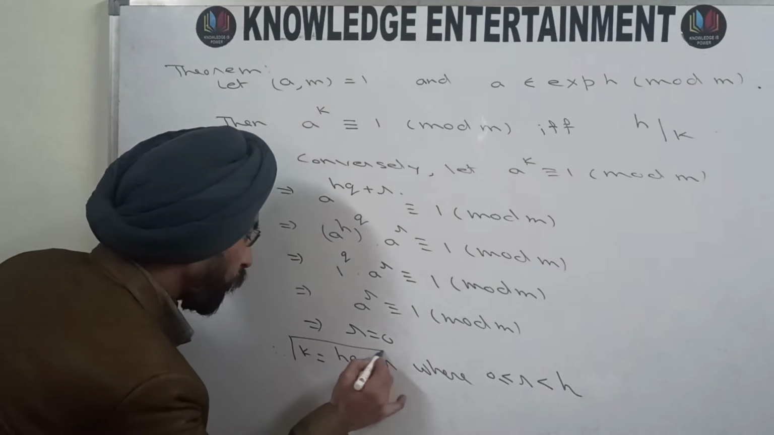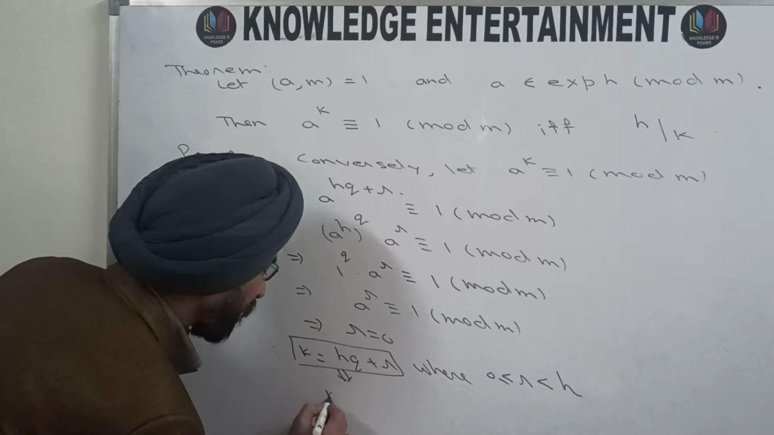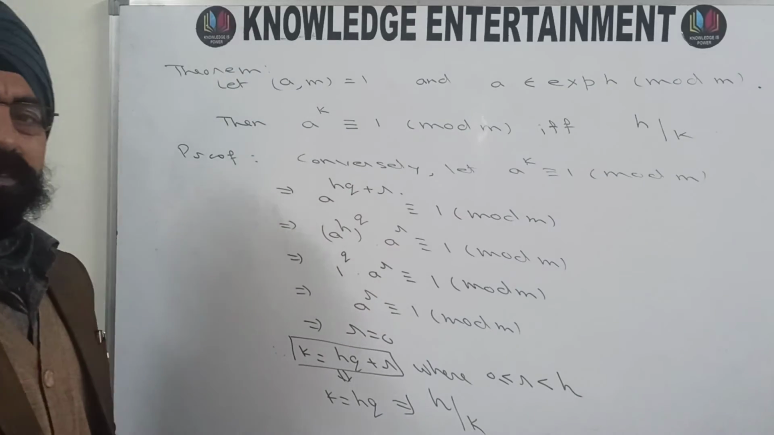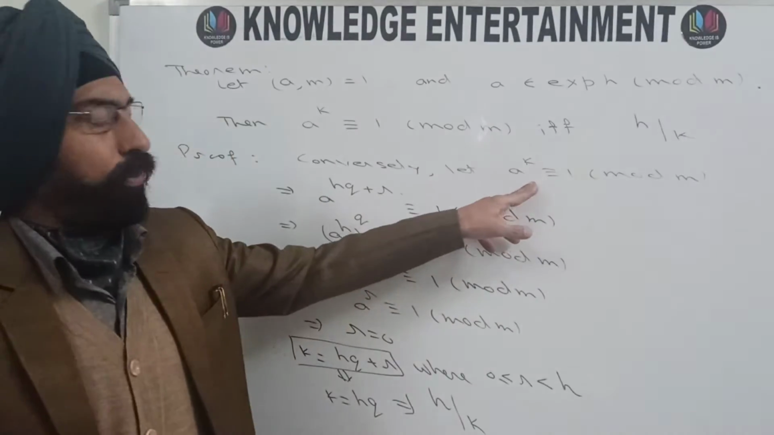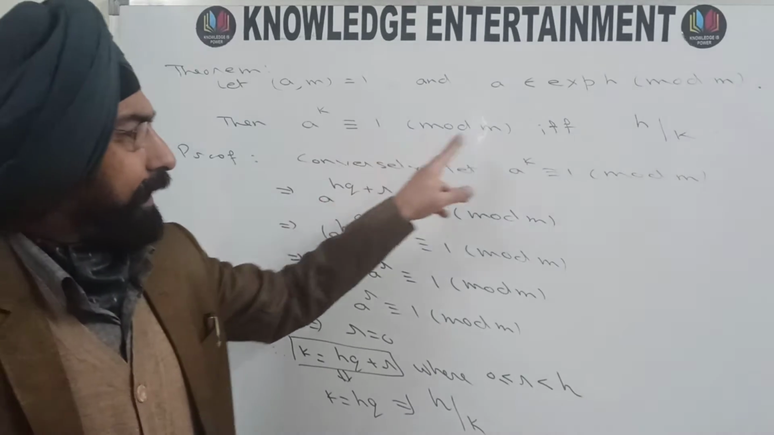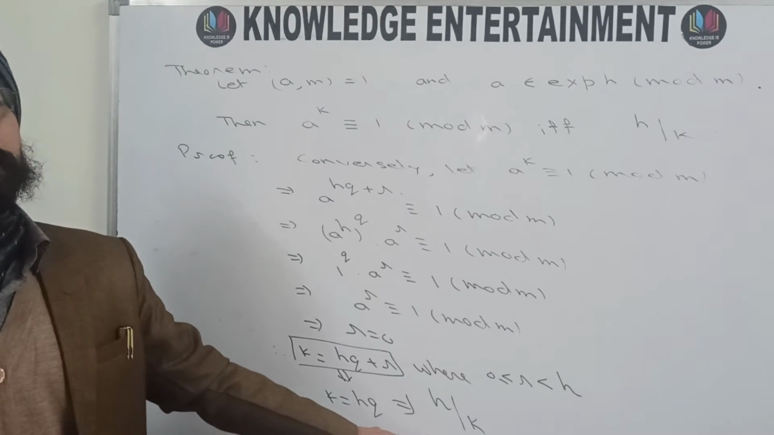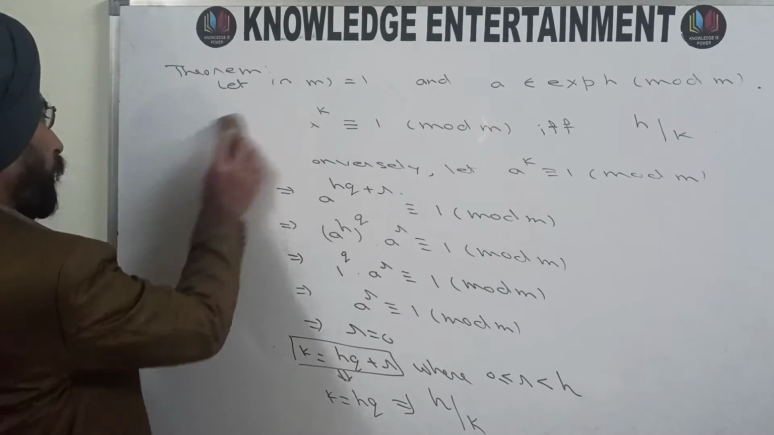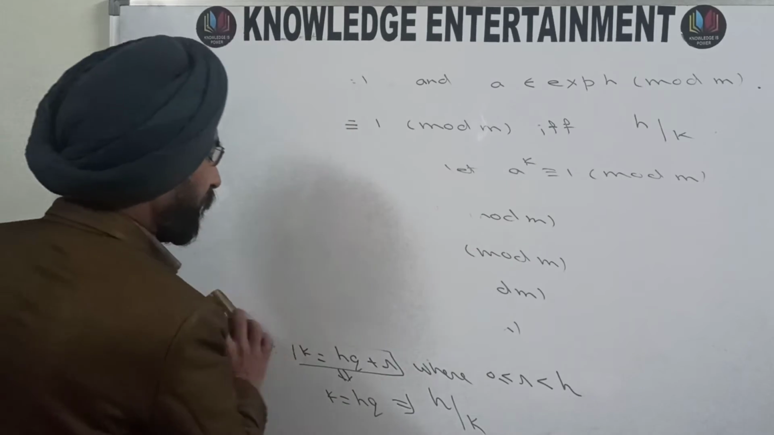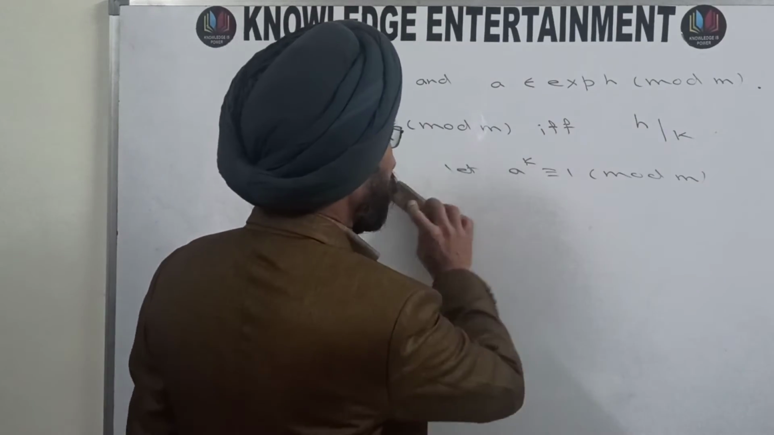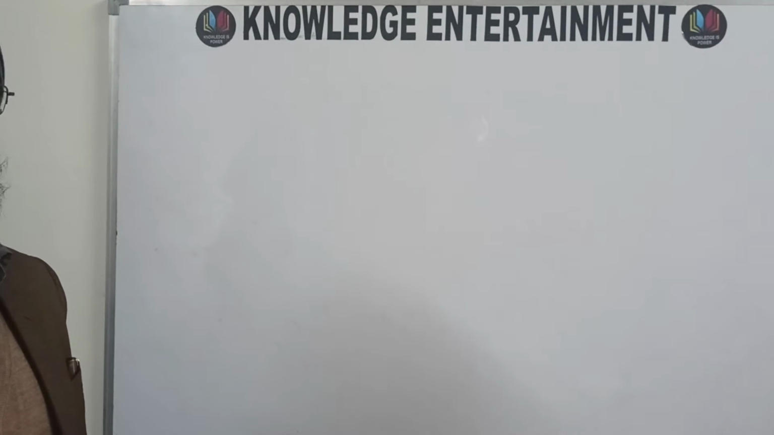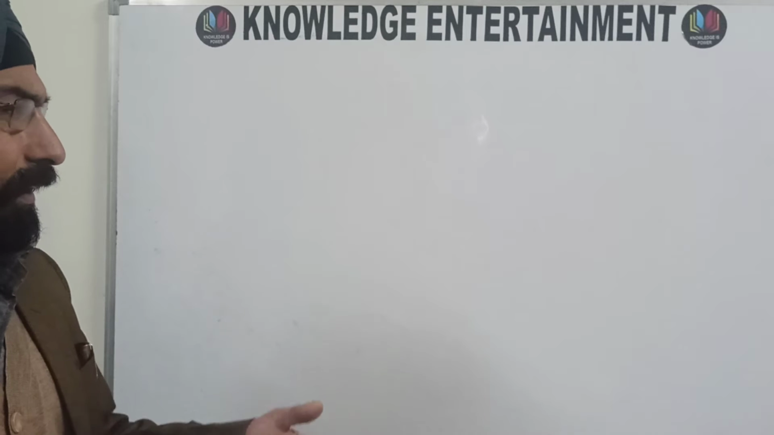And if r is 0, you substitute it here, what you are going to get is k is equal to hq, and this directly means that h divides k. So if a raised to the power k is congruent to 1 modulo m, then h divides k. The converse part is also being proved. So this is a result, this is a theorem which will be used in several questions and theorems related to quadratic residues. So let us have some more results, some more theorems related to this.